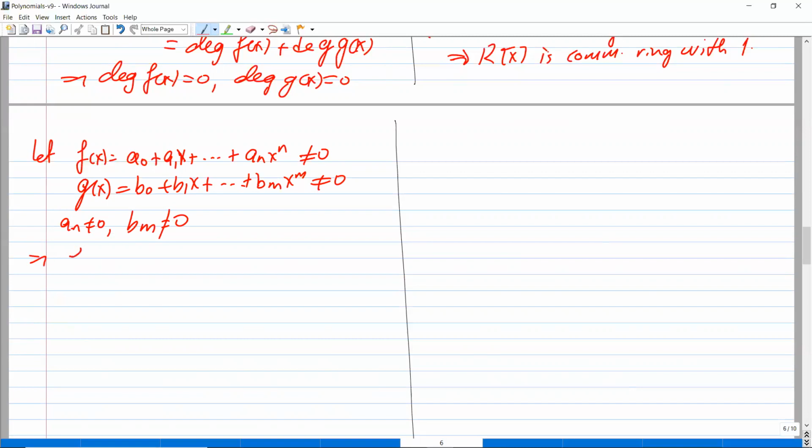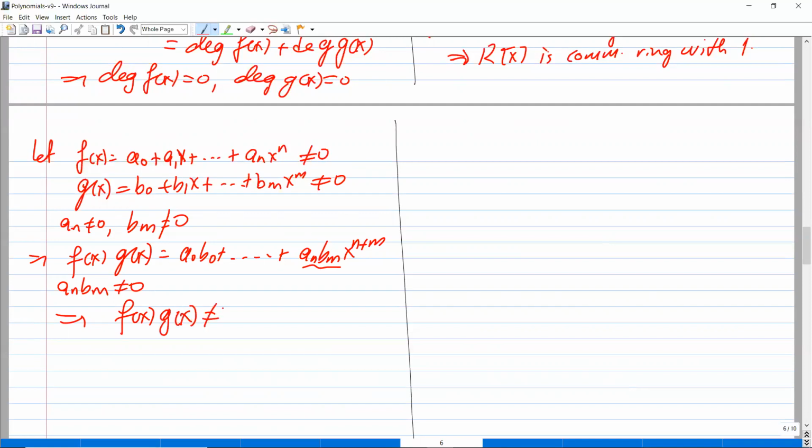Then if you look at f of x times g of x, the first term is a0 b0, then there is a second term, etc. But the last term is an times bm times x to the n plus m. And an times bm is not 0. So that means f of x times g of x is not 0. So if you take any two non-zero elements from the ring R[x], their product is not 0. Therefore R[x] has no zero divisors, so that it is an integral domain.